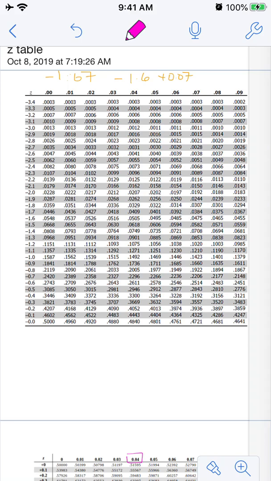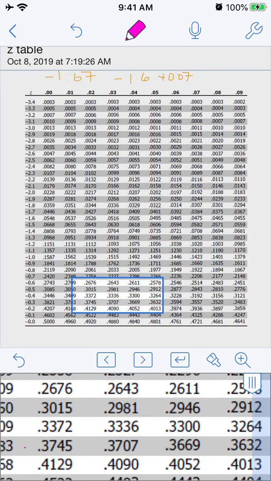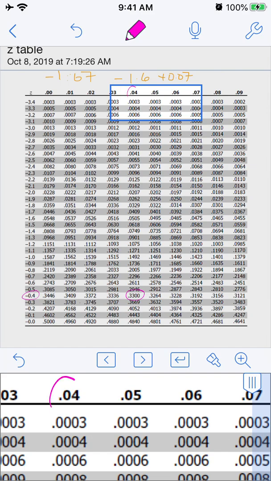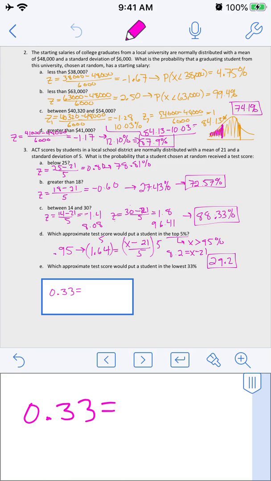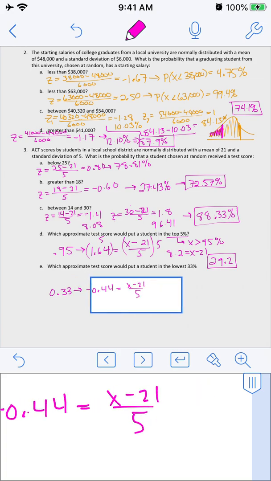Kind of seeing some 3s, kind of like here. Hey, look at that. They even have exactly 0.33. That's awesome. Okay, we have that one. It looks like a z-score of negative 0.44, right? So just connect those two things together. Go back here. So that translates to a z-score, let's use an arrow instead, to negative 0.44 z-score. And that's going to equal x minus 21 over 5. Same information, same other half of the equation. All right, start solving that now.